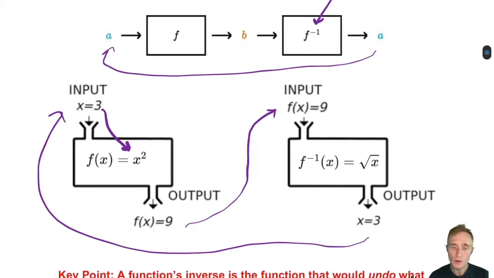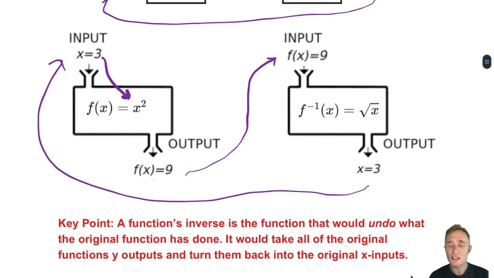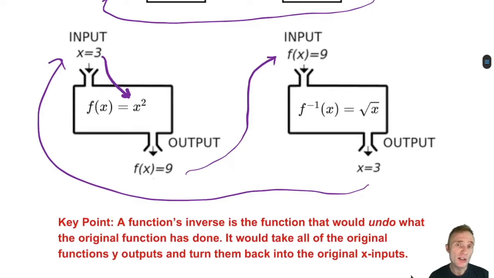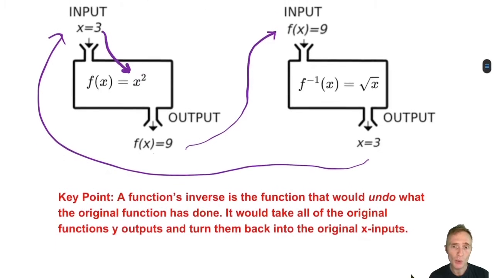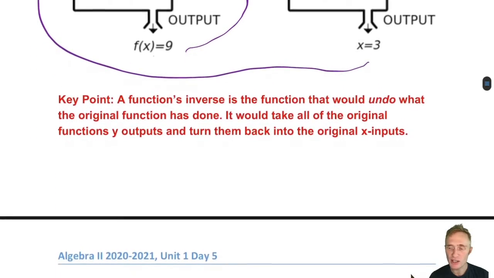Okay? Key point here, a function's inverse is the function that would undo what the original function has done. It takes the outputs from the original function and turns them back into the inputs that gave us those outputs. I want you to see this in a couple more different contexts.